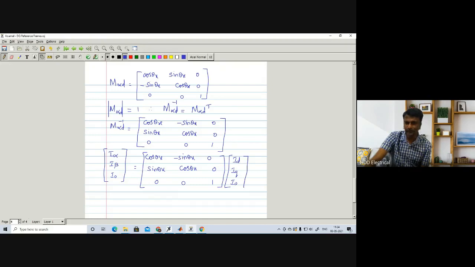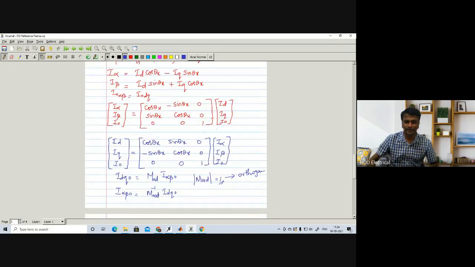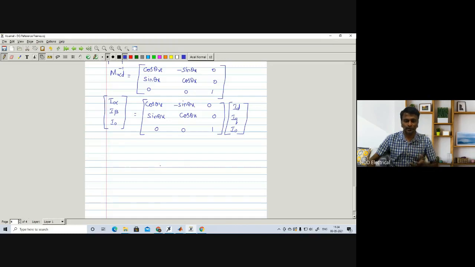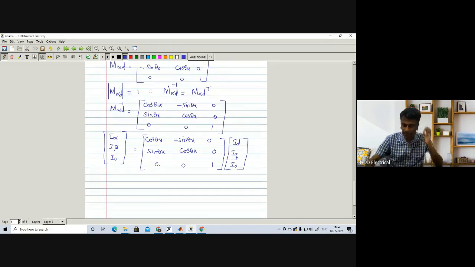So this way one can convert. This matrix is the same as the red one which I have written in the previous slide. So this is the same matrix we have for I alpha, beta, I naught. And similarly here also the same. So how can one implement this in MATLAB?